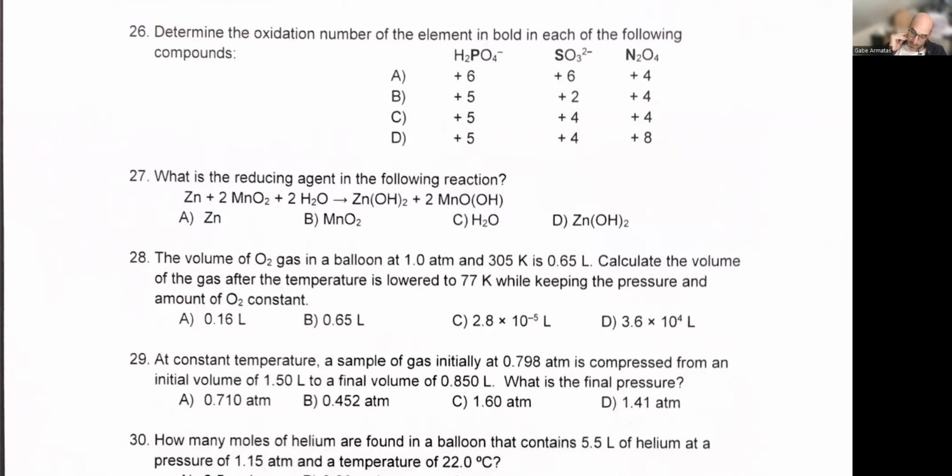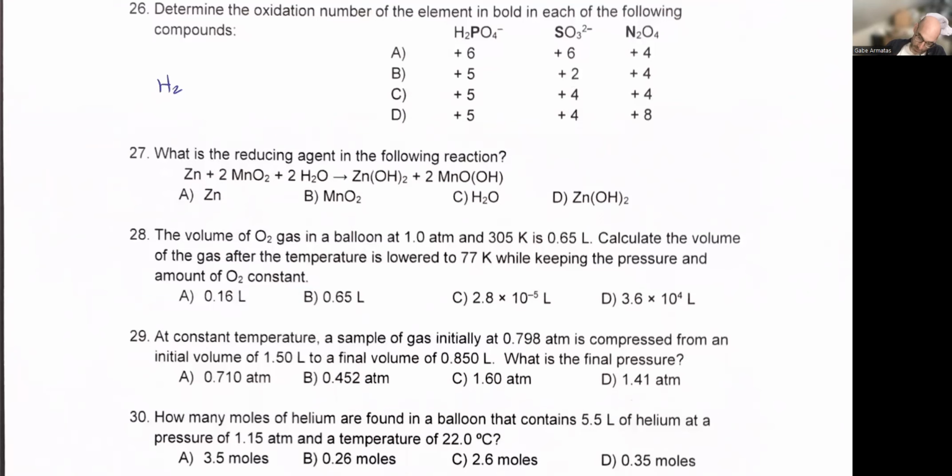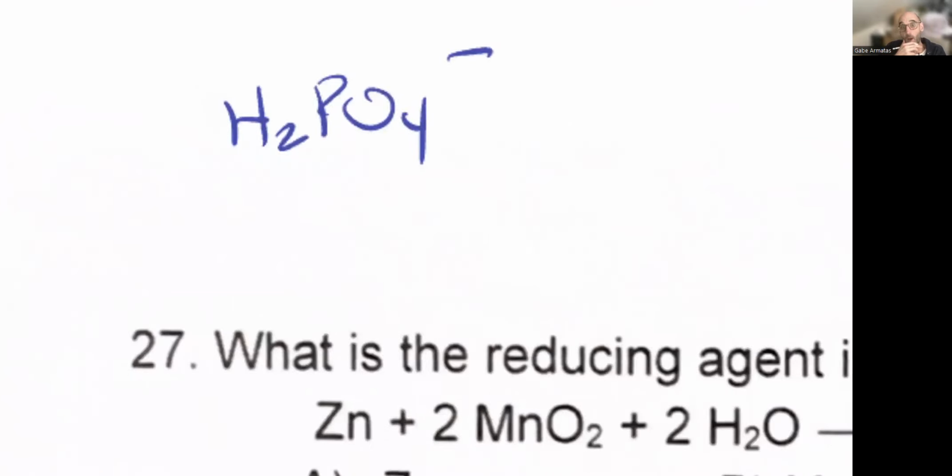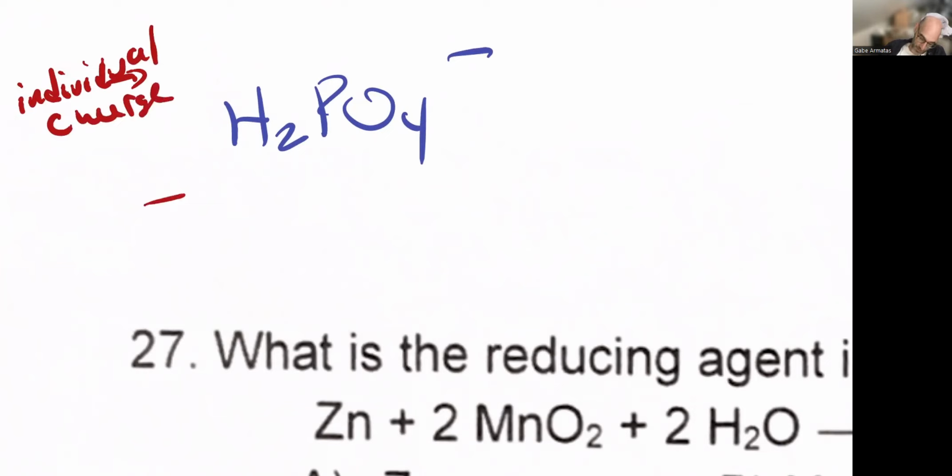All right, determine the oxidation number of the bolded element in each. Okay, we can do that. When we're doing these, the simple way to do it is the way that I tell my students to do it. So let's take a look at H2PO4 minus first. What do I know? Well, up top, I'm going to do the individual charge or oxidation state. Underneath, I'm going to do the total atom charge.